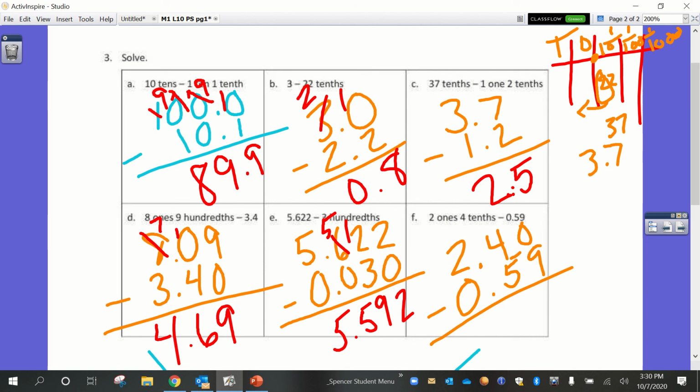Over here on F, cannot take 9 away from 0, so we need to regroup. So now that we've regrouped, 10 minus 9 is 1. 3 minus 5, can't do it. Can't take 5 away from 3, so I'm going to regroup again. 13 minus 5 is 8. Bring the decimal down. 1.81 is the answer for that.